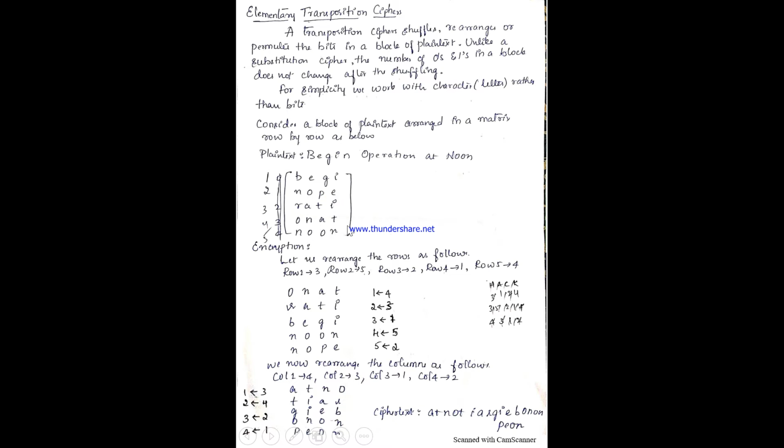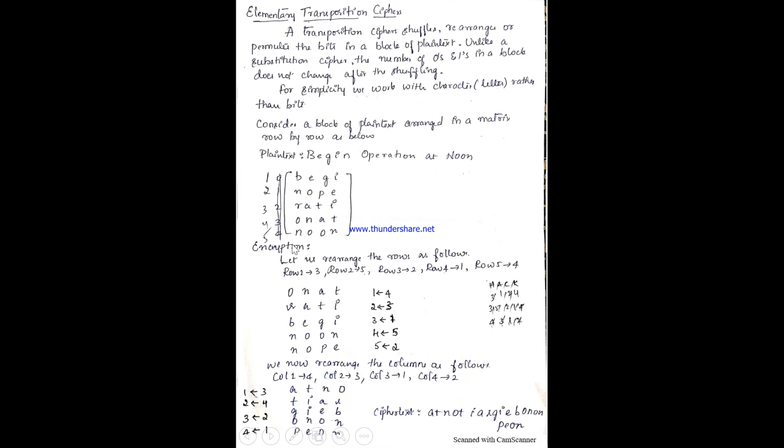BEGINOPERATIONATNOON. Now you'll definitely have a question: ma'am, what should be the dimension of the matrix? Is there any standard as such? There is nothing as such, guys. The two persons who are communicating, the sender and the receiver, will decide what the matrix dimension should be. In my example I've considered it to be 5 cross 4, that is 5 rows and 4 columns.